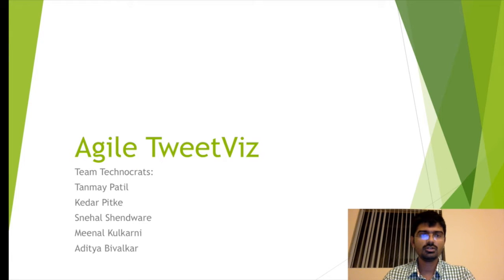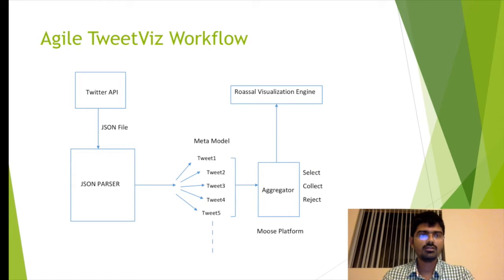Let's have a look at the workflow of the project. We have the Twitter stream APIs, which we consumed and collected the JSON file. This JSON file is then provided to the JSON parser, which gives us the tweet meta models. These meta models are provided to the aggregators in the Moose platform, which will collect the different sets of data. These data sets are provided to the Roassal engine for the visualization.